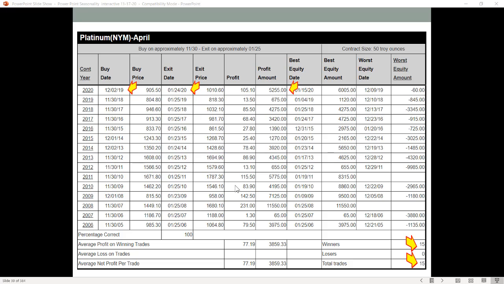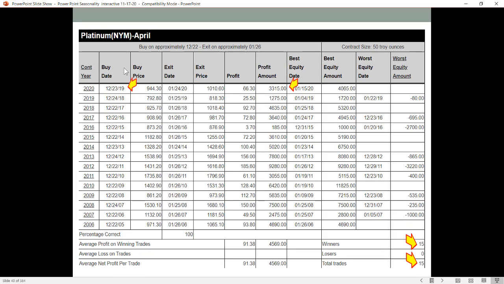The next slide will show you, if you did this for December, you bought this December 23rd, 2019, and out the 24th, and this trade was up. Profit was $3,300. So 15 out of 15 years, this has been a profitable trade.